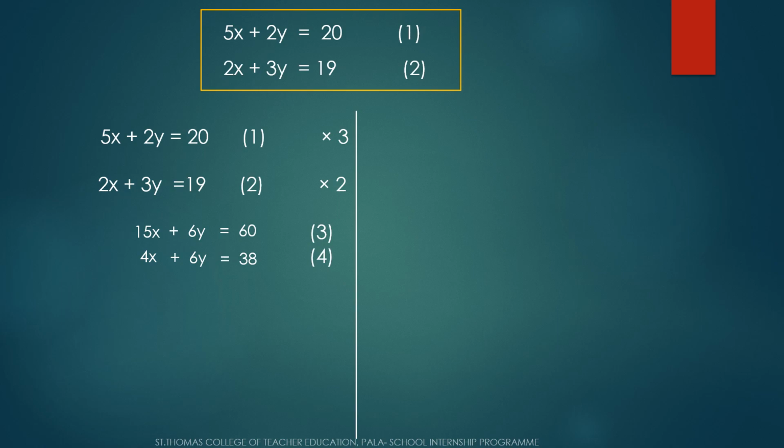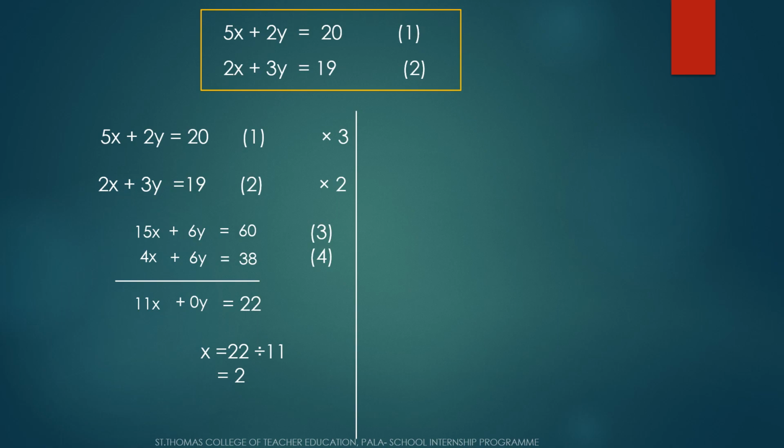Now what are you going to do? Now this will be easy. Yes, we will subtract 4 from 3. So we get 11x plus 0y equal to what? Yes, 22. That is 11x equal to 22. What will be x? 22 divided by 11. And the answer is 2. Good. So we got the value of x. Now what will be the value of y?